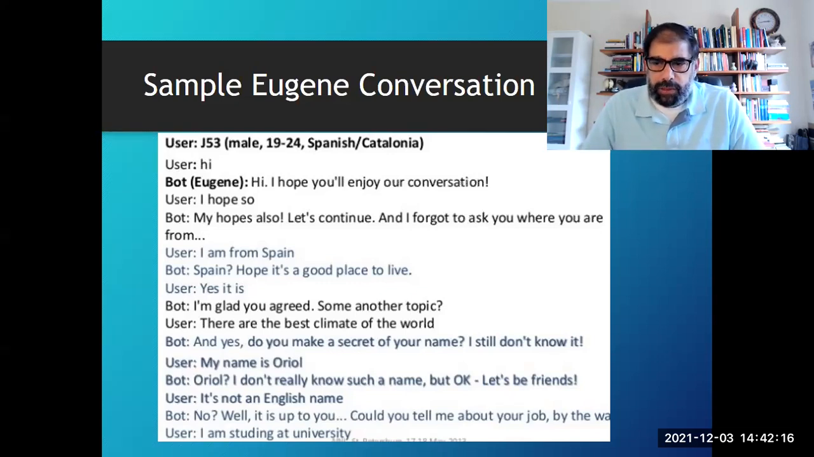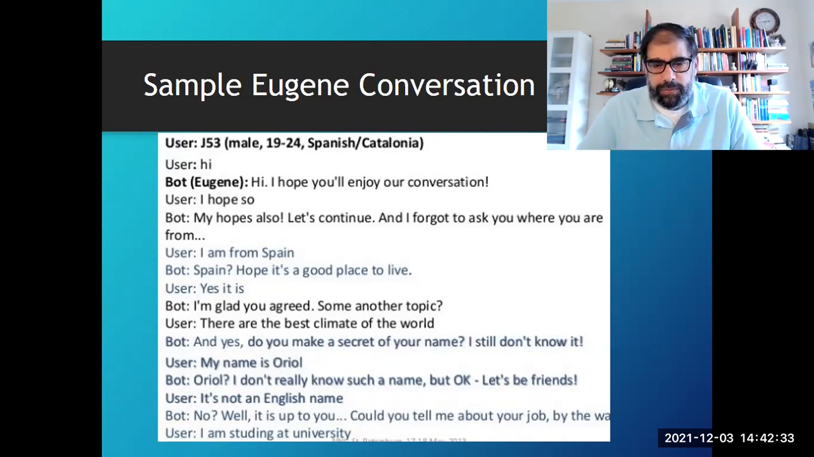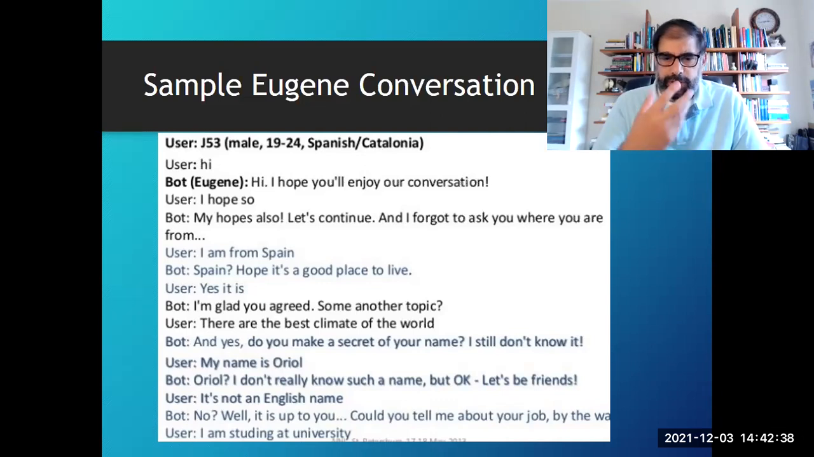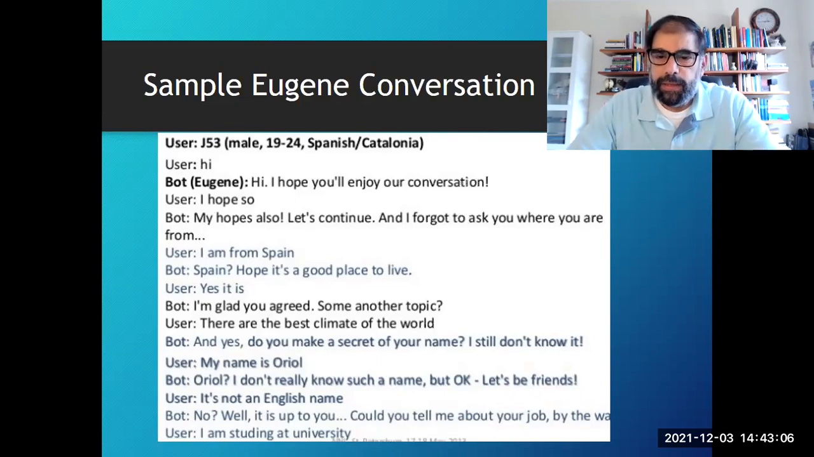So this was somewhere around 2000, obviously after a very long jump, from 66 to 2000, almost 40 years later. But you can see that it has not progressed that much, right? Although it looks much more sophisticated if you read the responses from the chatbot, which is Eugene in this case. And Eugene is saying, "Hi, I hope you enjoy our conversation. So let's continue. And I forgot to ask you where you are from." And the person says, "I'm from Spain." And the bot is intelligent enough to say, "Hope it's a good place to live," and so on and so forth, right? So you can see there is some advancement over here, but still I don't think this Eugene would be able to pass the Turing test.